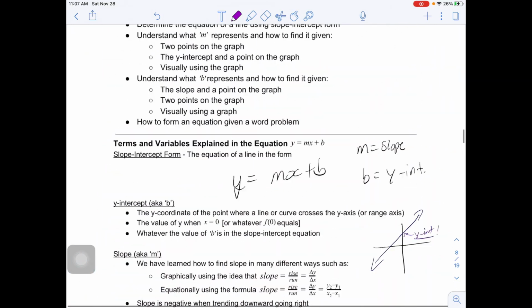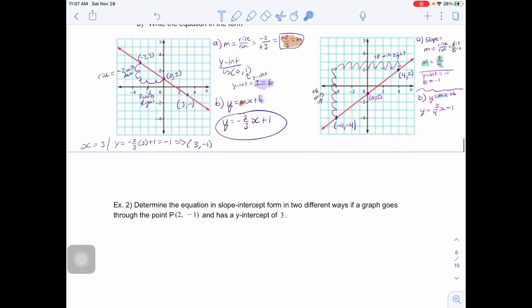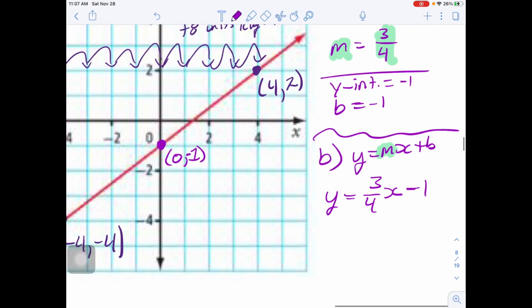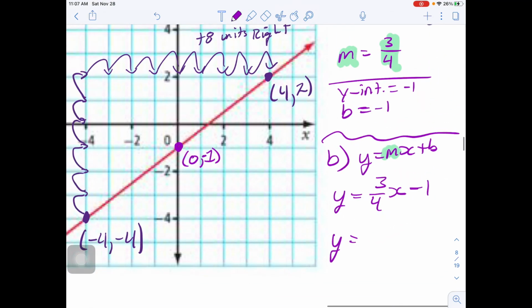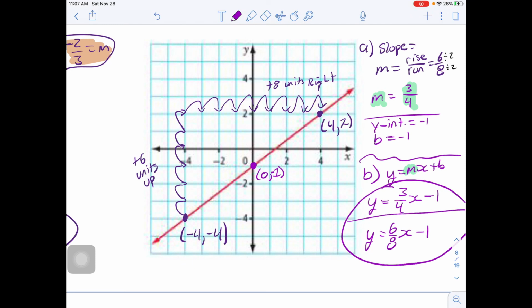Now remember, in a previous video, we talked all about how slope can be represented using different fractions. So I could also represent this as y equals, and I could use the non-simplified version of my slope, 6/8 x minus 1. And these are two viable options to represent this line. Both of these equations will work for this line. Not a problem at all.